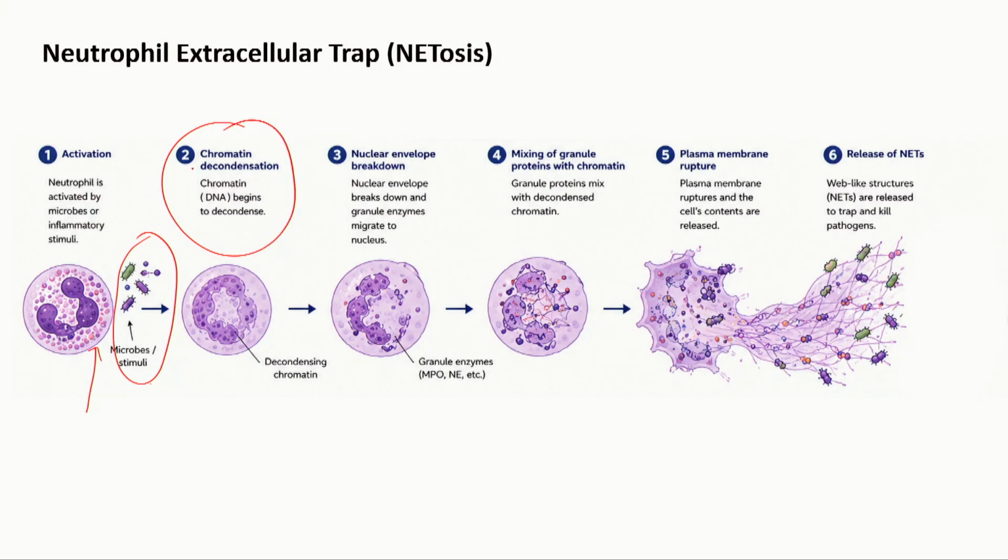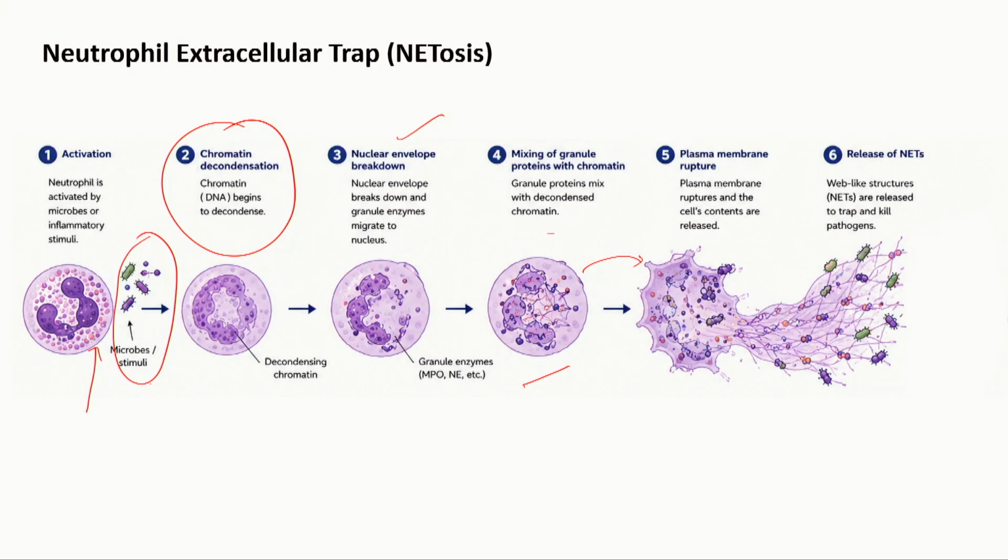Once they start decondensing the chromatin, there could be a fragmentation. The nuclear envelope breaks down. The contents of the nucleus, such as histone protein and the DNA, will come out into the cytoplasm. So essentially all the cellular architecture becomes disrupted. All the DNA, histone protein and other things come into the cytoplasm, and after some time the cell membrane bursts out.